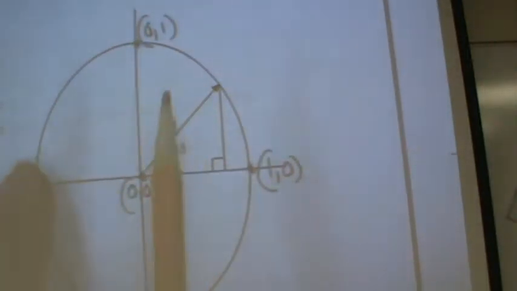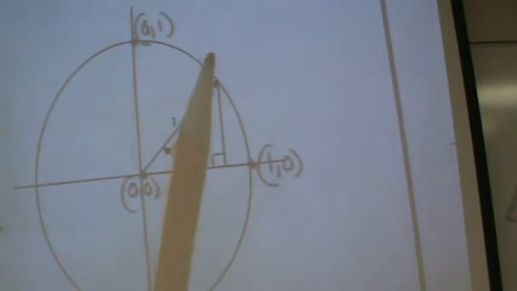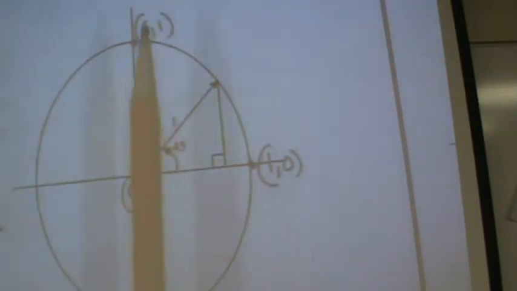Do you all agree that this is a 90-degree angle right here? So if I cut this in half, what if we say this is from here to here? How many units is it from here to here? 1. So if I cut this in half right here, what angle is it? And I drop a line right here. What angle is this? 45. This is a 45-degree angle.